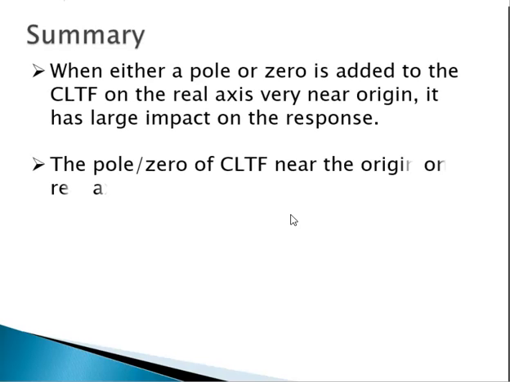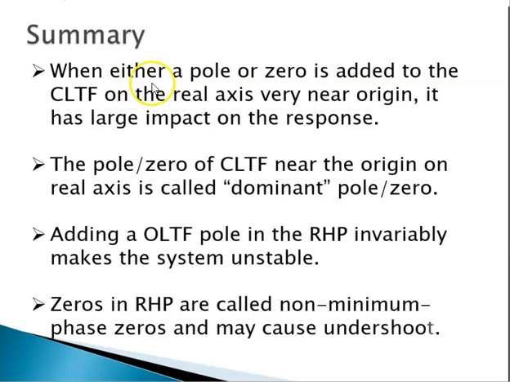So in summary, we say when either a pole or 0 is added to the closed loop transfer function very near origin, it has large impact on the response. When a pole or 0 of the CLTF near the origin is on the real axis, it is called a dominant pole or dominant 0. On the other hand, adding a pole to the OLTF in the right half plane invariably makes the system unstable. And similarly, zeros in the right half plane are called non-minimum phase zeros and may cause undershoot.